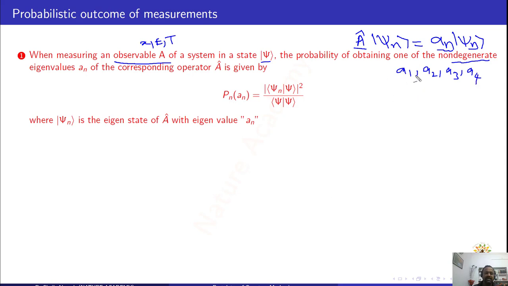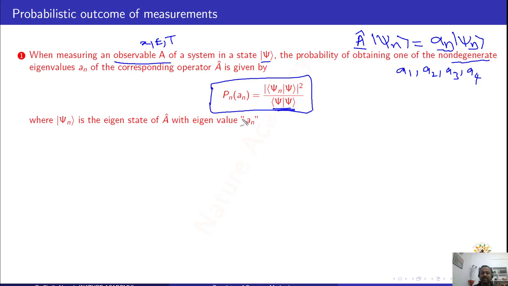So if your system has non-degenerate eigenvalues, then the probability of obtaining one of the non-degenerate eigenvalues a_n is given by this expression: modulus of the inner product of psi_n and psi, whole squared, divided by the normalization constant. Here psi_n is a normalized wave function. It gives you the normalization constant.